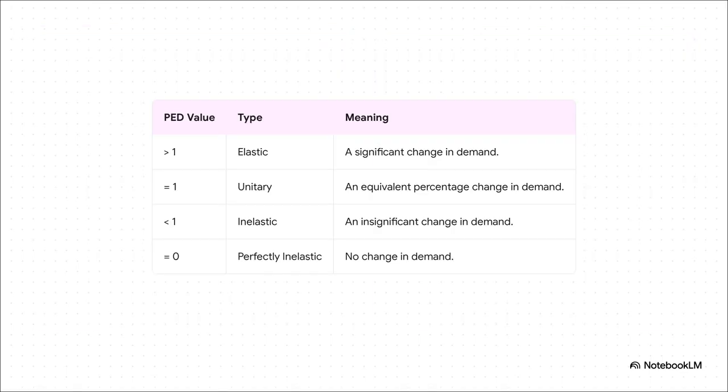And of course, economists have a way to measure this. If the number they calculate is greater than 1, we say demand is elastic. If it's less than 1, it's inelastic. If it's exactly 1, they call that unitary. Price and demand changed by the exact same amount. And if it's 0, that's what we call perfectly inelastic. Think of something like a life-saving medicine, where demand stays the same no matter what the cost.